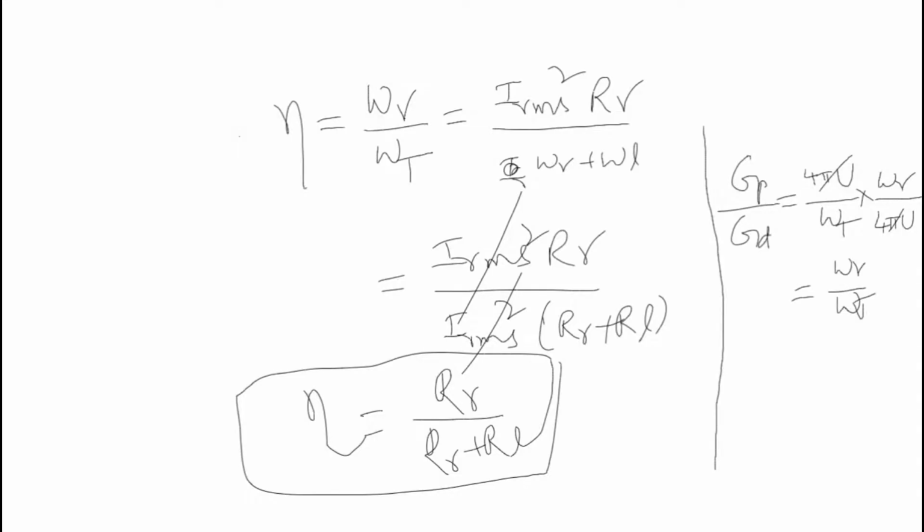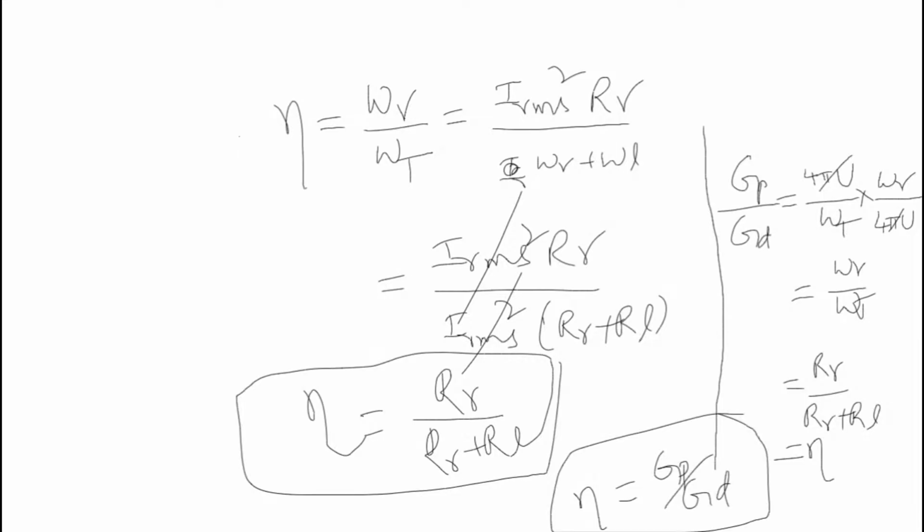That is RR by RR plus RL, which is equivalent to antenna efficiency eta. So therefore, eta can be written in terms of the gain parameters GP and GD. If GP equal to GD, that means there is no loss, then you have 100% efficiency. So these are some parameters of the antenna.